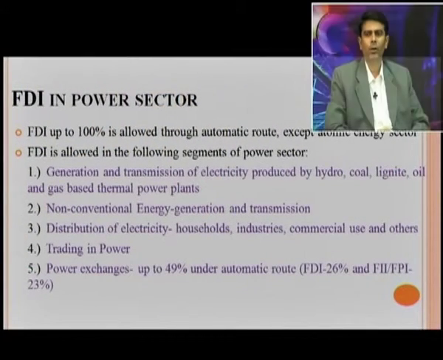FDI is again allowed through the automatic route, except in the atomic energy sector. This is allowed in the following segments of the power sector: generation and transmission of electricity produced by hydro, coal, lignite, oil and gas based thermal power plants, non-conventional energy generation and transmission, distribution of electricity for households, industries and commercial use, and trading in power and power exchange, up to 49% under the automatic route.